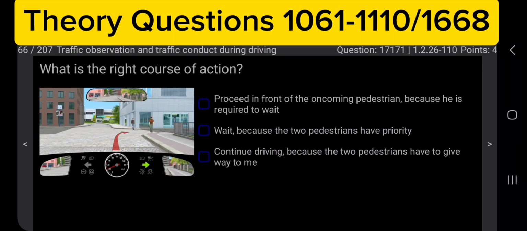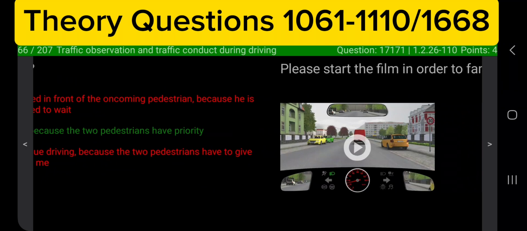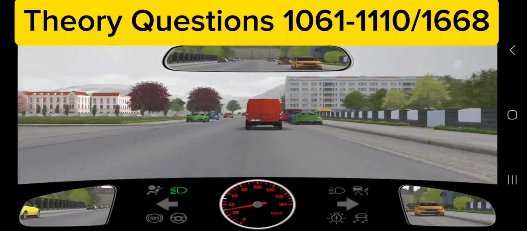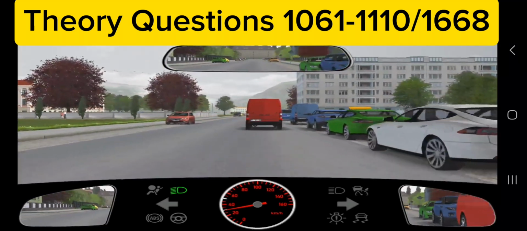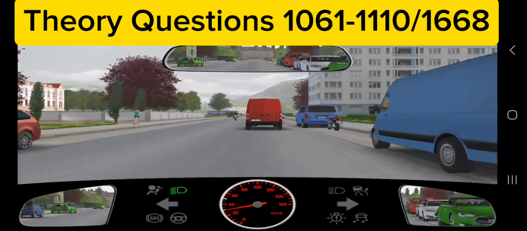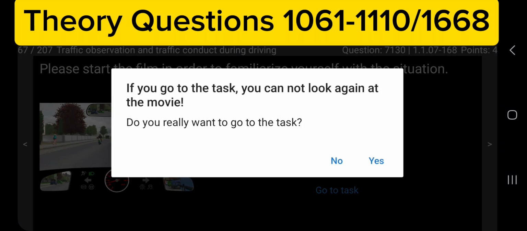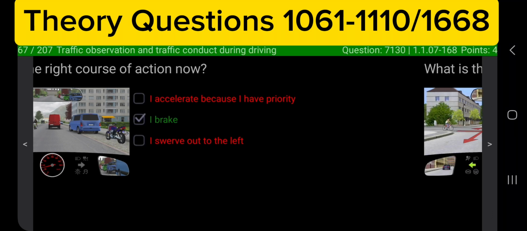What is the right course of action? Proceed in front of the oncoming pedestrian, because he is required to wait. Wait, because the two pedestrians have priority. Continue driving, because the two pedestrians have to give way to me. I accelerate because I have priority. I brake.